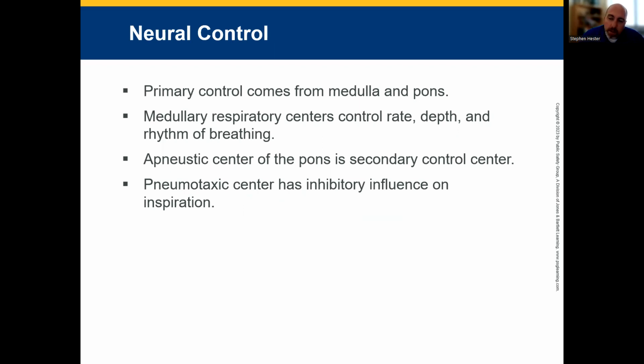All right, neurocontrolled respiration originates in the brain and brainstem. It comes from the medulla and the pons area of the brainstem. The medullary respiratory centers control the rate, depth, and rhythm of breathing in a negative feedback interaction with the pons. This is why when you have damage to that area, a lot of times it results in respiratory arrest.